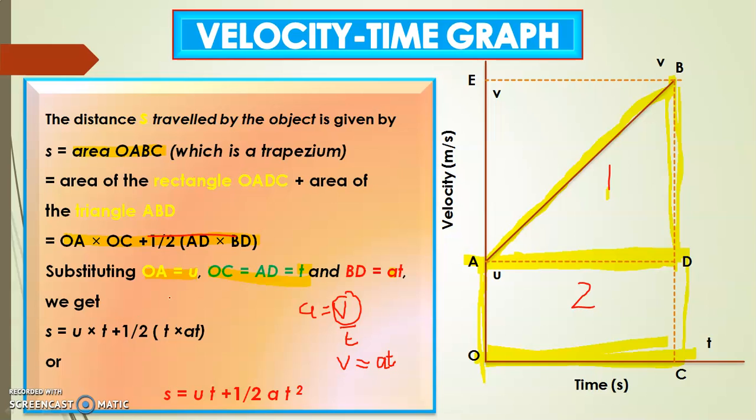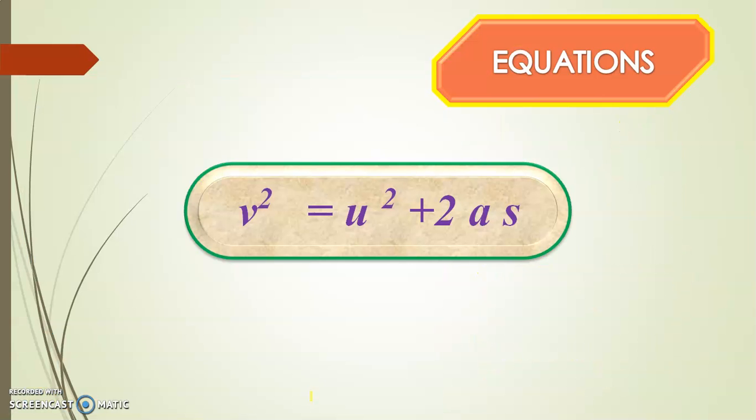So when we put the values here, we will get S is equal to UT plus half AT square. So this is our first equation of motion.